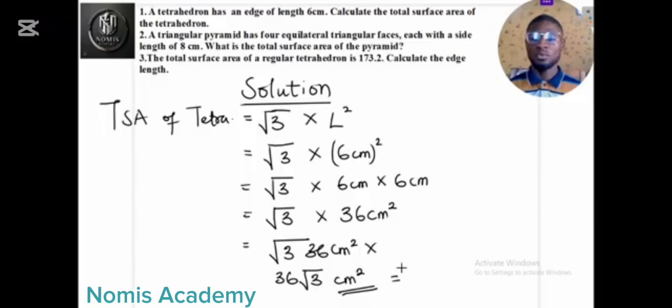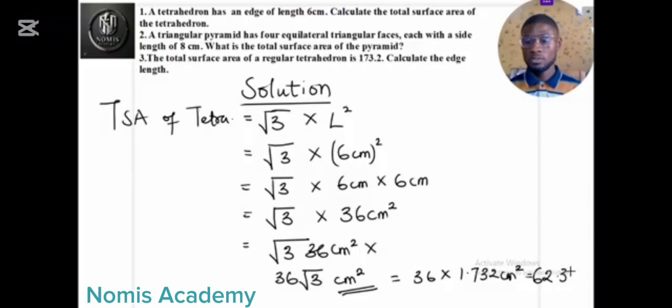However, to make it simple, you can express your root 3 to be 1.732. So you just have 36 multiplied by 1.732 centimeter squared, and that should give you 62.352 centimeter squared. So that is the final answer for this question.